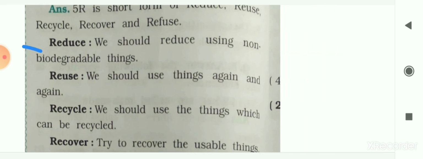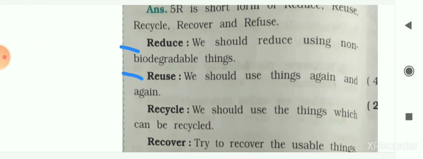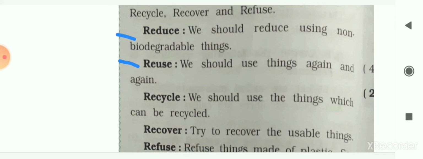Then another R is reuse. We should use things again and again. If it is possible to use a thing again and again, then we have to use those kinds of things. In reduce, we can take the example of going shopping: we should carry a cloth bag with us and should not use plastic bags. In reuse, we can use one thing again and again, like the plastic containers we use to store food. We can use those plastic containers again and again to store food grains.